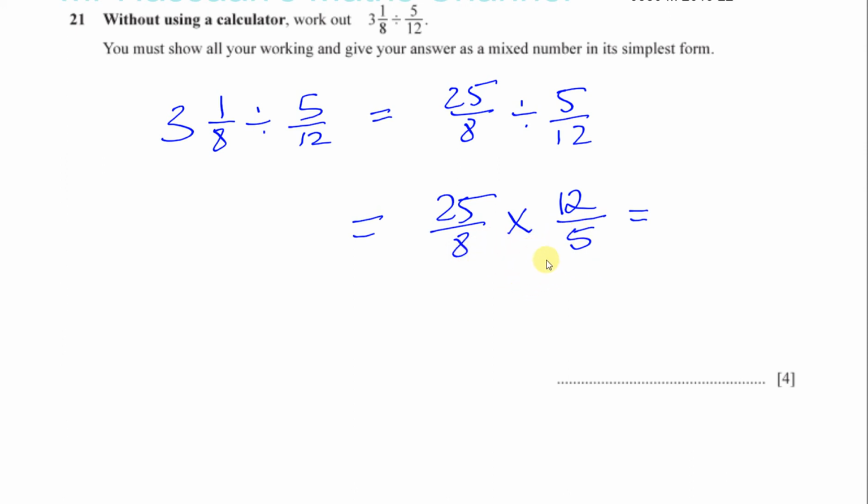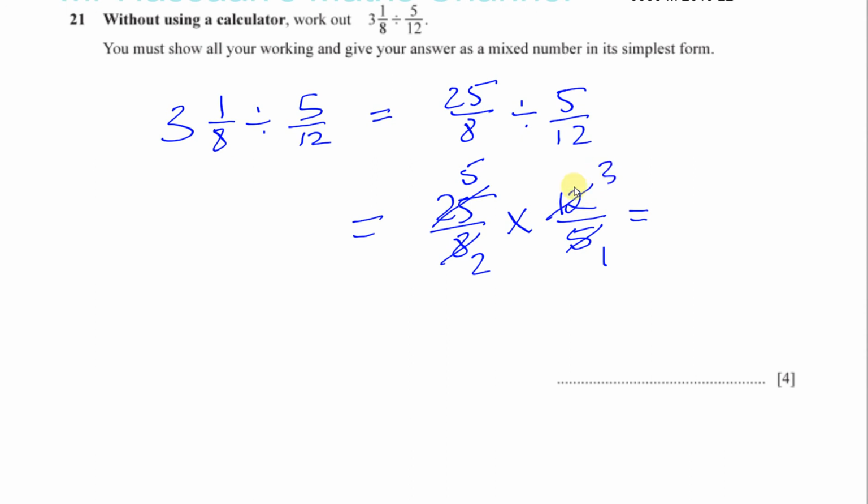When you're multiplying two fractions, you can simply just multiply the numerators together and multiply the denominators together. However, to make life easy for yourself, if you can cancel out things before you multiply, it's better. So anything on the numerator can cancel with anything in the denominator. So for example, 5 goes into 25 exactly 5 times. So that's going to be 5 and 1 here. And 8 and 12 have a common factor of 4. So if I do 8 divided by 4, that gives me 2. If I do 12 divided by 4, that gives me 3.